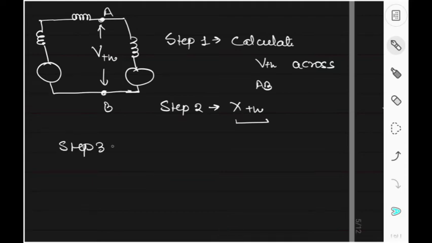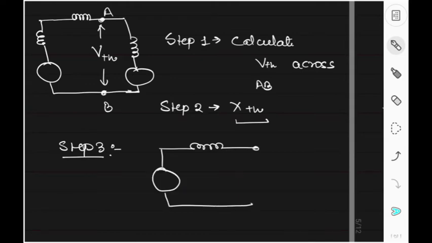Now in step 3 we will find the short circuit current by connecting VTH and XTH in series. And we will connect this short circuit current path. So what is the short circuit current here? That will be VTH divided by XTH.